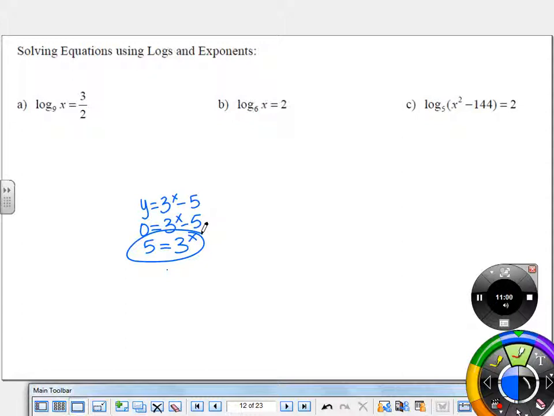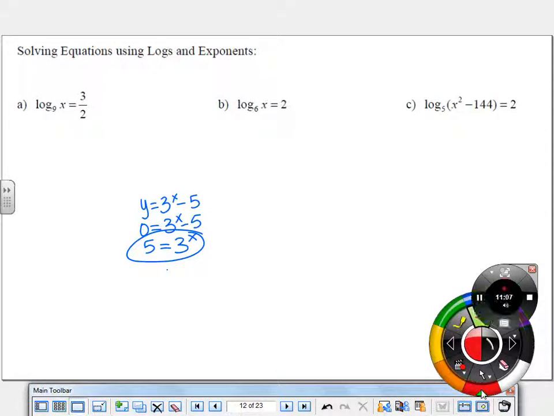Okay? When I say rewrite it, in that problem, what is the base? 9 is the base. So 9 is going to become the base in my exponential form also. So this is going to be 9 raised to some power equals something on the other side. Which part of that equation is the exponent?